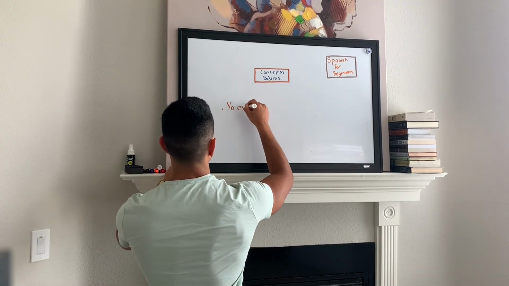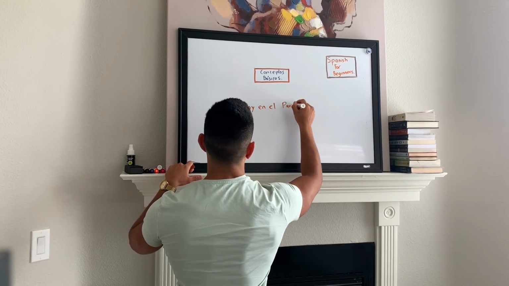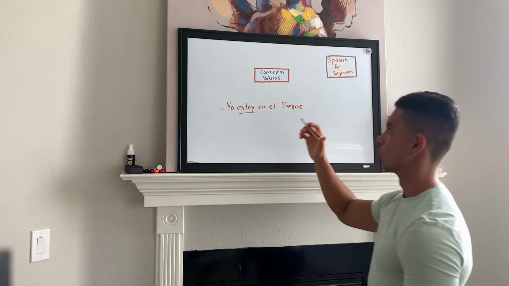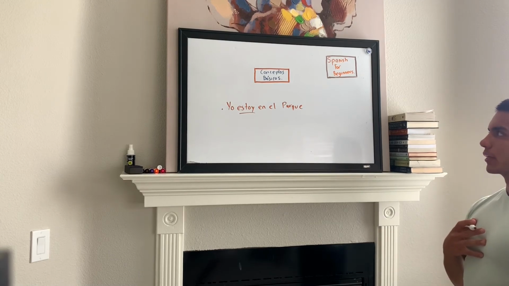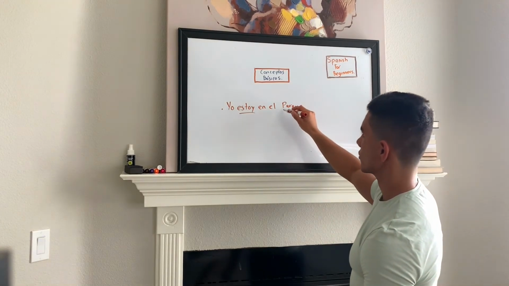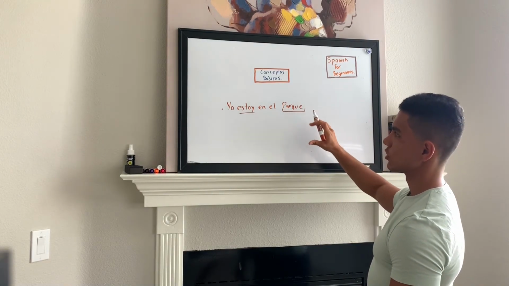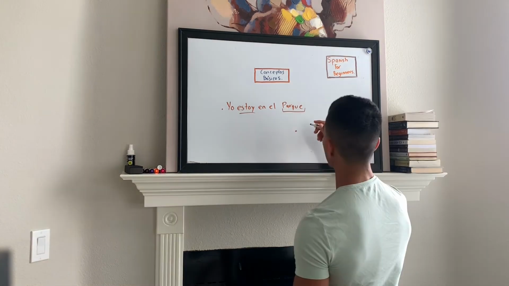Yo estoy en el parque. One more time. Yo estoy en el parque. What it means is I am in the park. You notice that we're using a location, because it's the other part and they can change drastically. So one more time. Yo estoy en el parque.